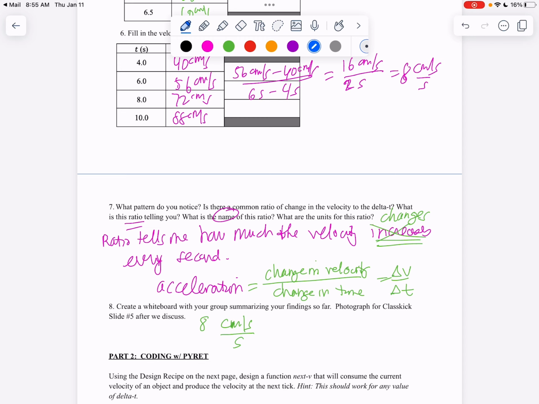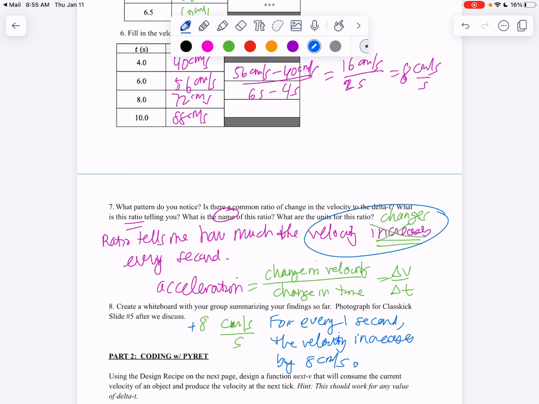But if I say this in a sentence, I would say something like, for every 1 second, the velocity, in this case, increases, because it's a positive, by 8 centimeters per second, okay? So in general, I would say the velocity changes per time, but if I have a number, I need to say whether it's increasing or decreasing, okay? So for every 1 second that passes, the velocity increases by 8 centimeters per second, and that is what's called acceleration, okay?